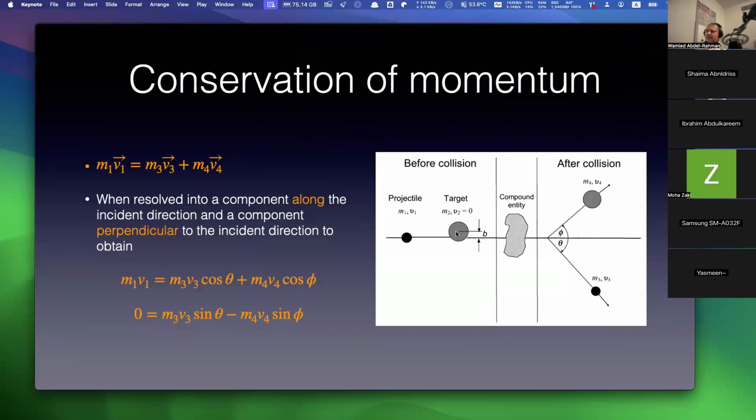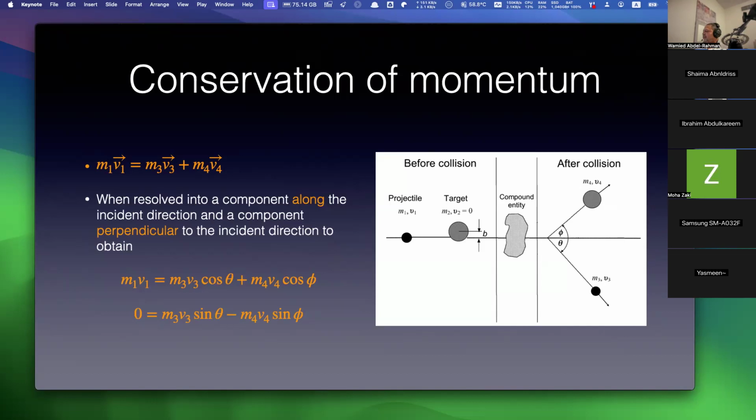Since the target is stationary, its kinetic energy is equal to 0. That means the momentum of the system before the interaction is just going to be given by m1 v1. By the way, this is the classical momentum. After the collision, m4 will have some velocity, and m3 will have some velocity or kinetic energies, and therefore both of these two particles will have a momentum.